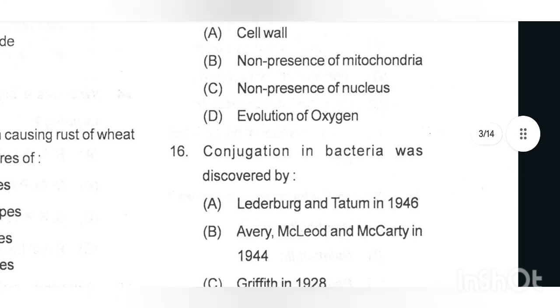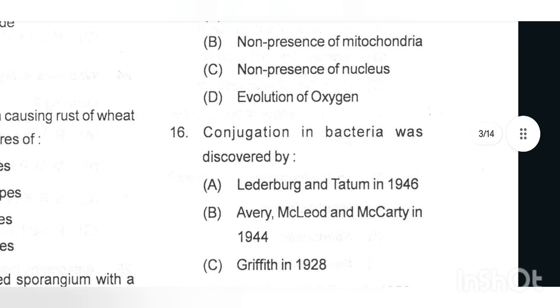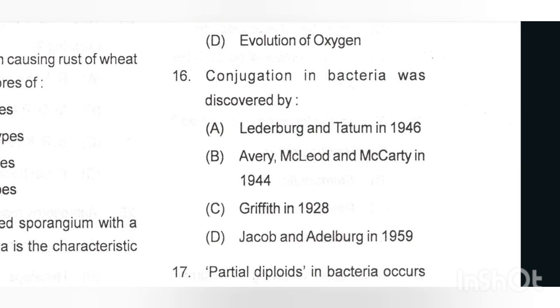Then question number 15, cyanobacteria differ from bacteria in evolution of oxygen. Bacteria cannot evolve oxygen, but cyanobacteria have PS2, photosystem 2, which help them to evolve oxygen. Remember this, very very important question. Well, conjugation in bacteria was discovered by, so who discovered the conjugation in bacteria? Lederberg and Tatum in 1946.